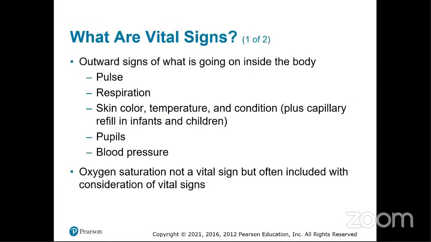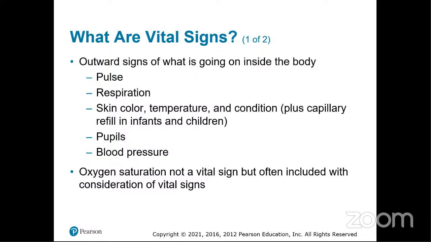So vital signs. I do like how this words that it's an outward sign of what's going on inside the body. The main ones that we're going to look for are pulse, respiration, skin color. The other term you'll hear for skin color is CTC, so color, temperature, and condition. On a lot of the national paperwork, especially for the hands-on, that's how they abbreviate it. Okay. Pupils and then blood pressure.